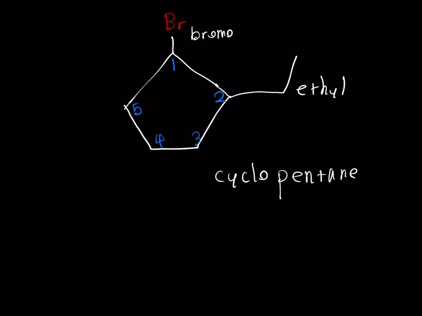And we have B comes before E in the alphabet, so it's going to be 1 bromo, 2 ethyl, cyclopentane.